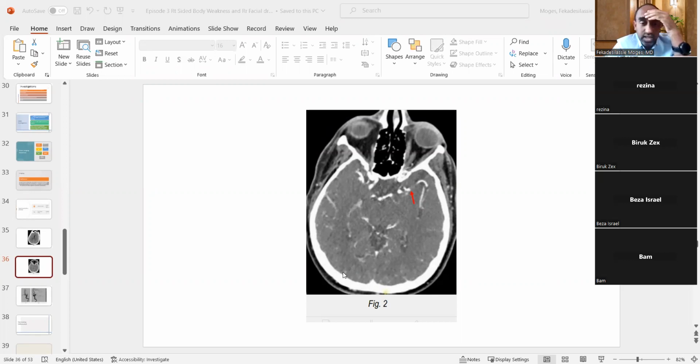So you have to check, okay? That's very important. And then you give them these medications.